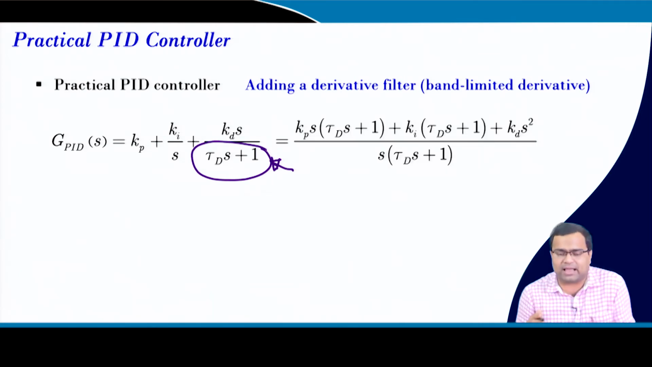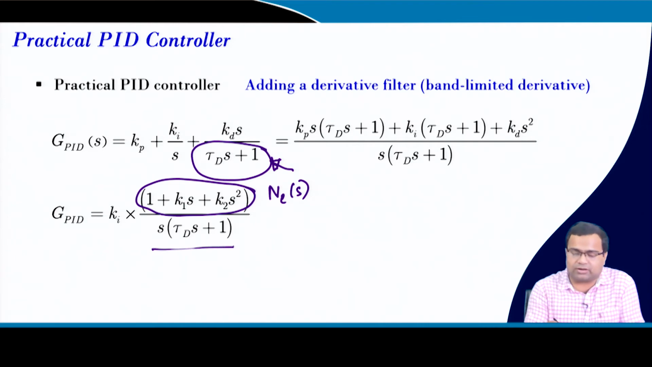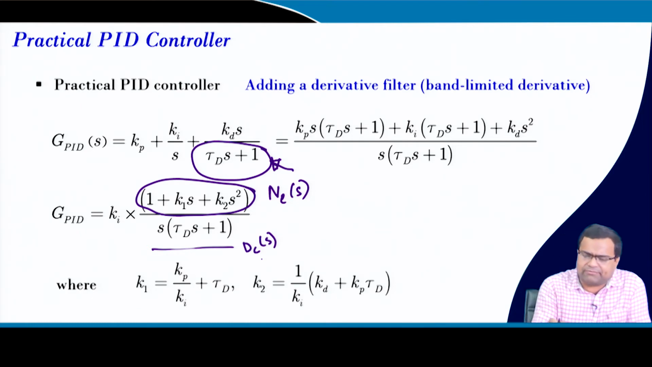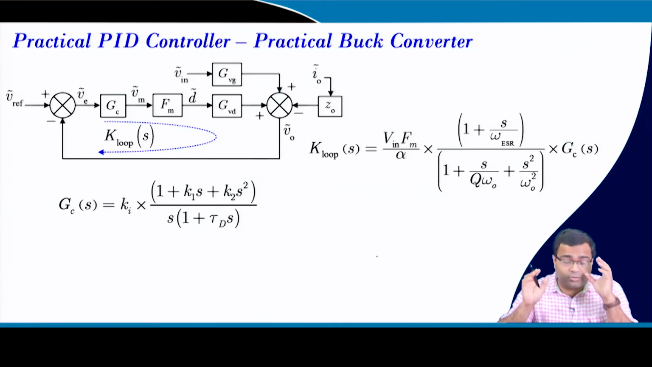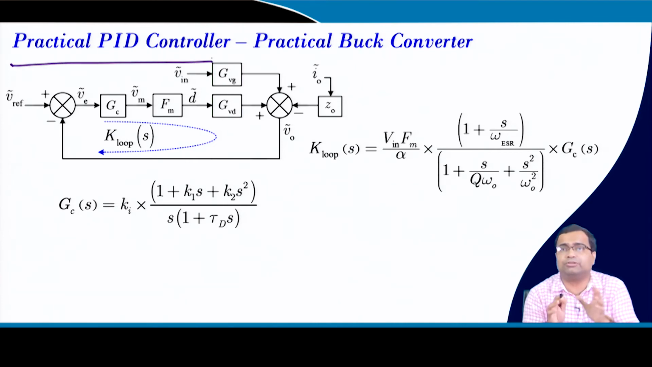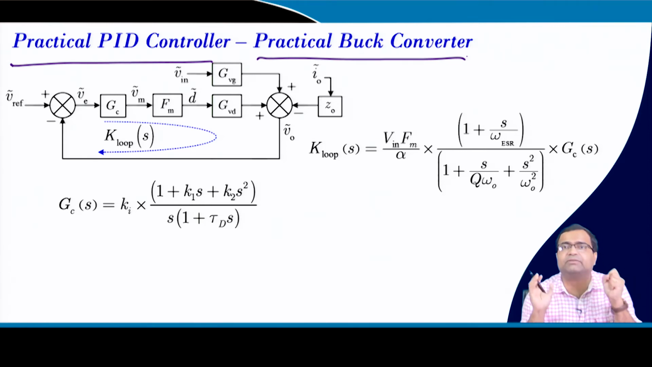So the structure of this PID controller, if we take the generic structure, I can say again this is the numerator of the controller, which is derived from here, and this is the denominator of the controller. So we can find out what K1, K2 are in terms of Kp, Ki, Kd, and there is now the tau_d term. Now again we are talking about a practical PID controller which is physically realizable, and a practical buck converter, which is an actual experimental setup or actual implementation.